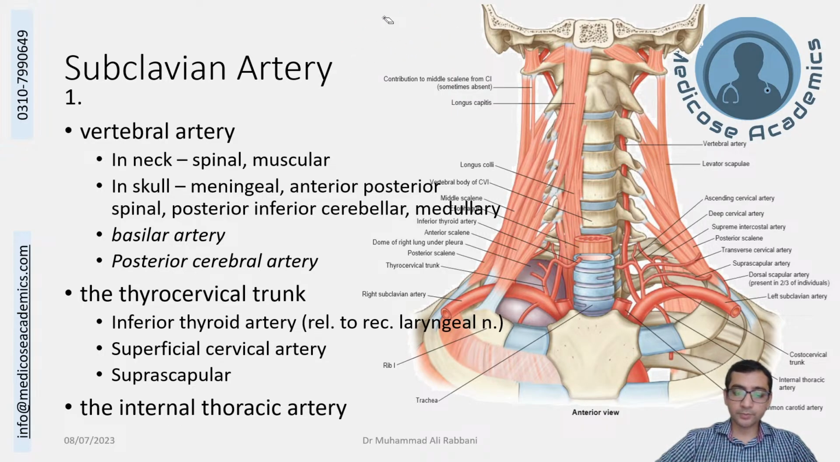But these are not the only branches. In the neck it has a lot of branches also, but they are not very big ones and are individualistic. They are very small branches supplying a lot of things. So there are meningeal branches that go through the intervertebral foramina into the meninges of the spinal cord. It will have anterior and posterior spinal arteries that will go and supplement.